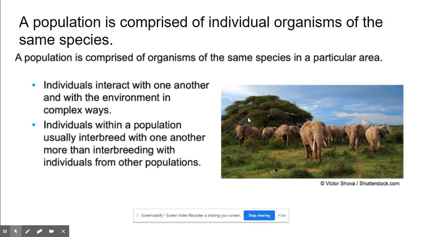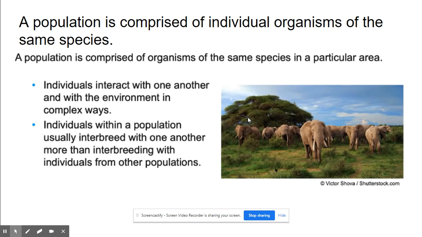We know that individuals interact with one another and with the environment in complex ways. You're starting your project for AP biology looking at a species and how they behave in their environment, and we know they also might interact with each other.